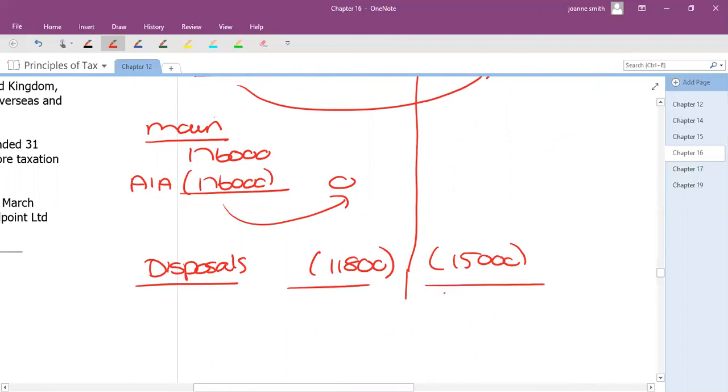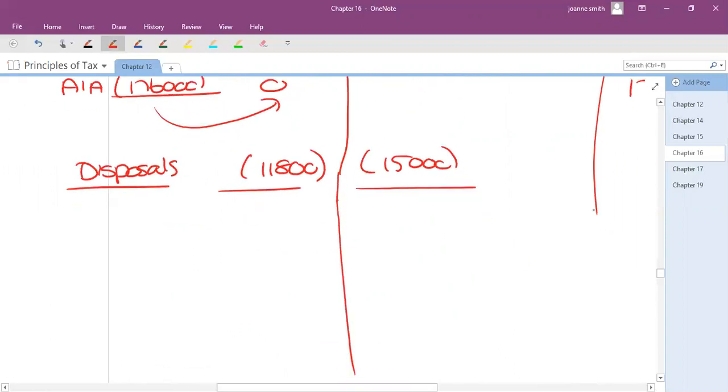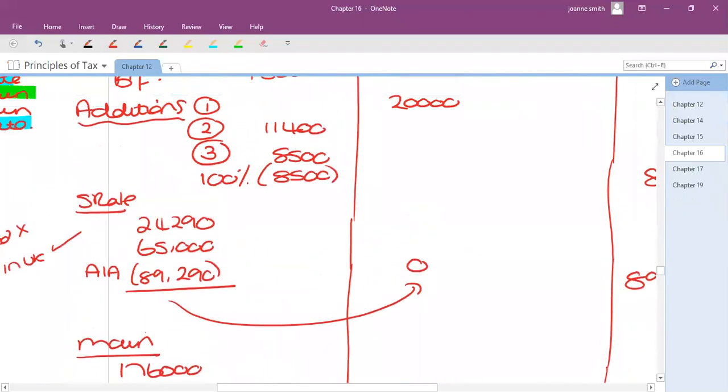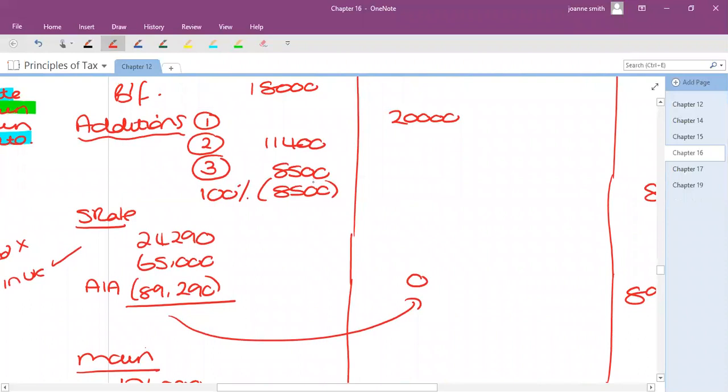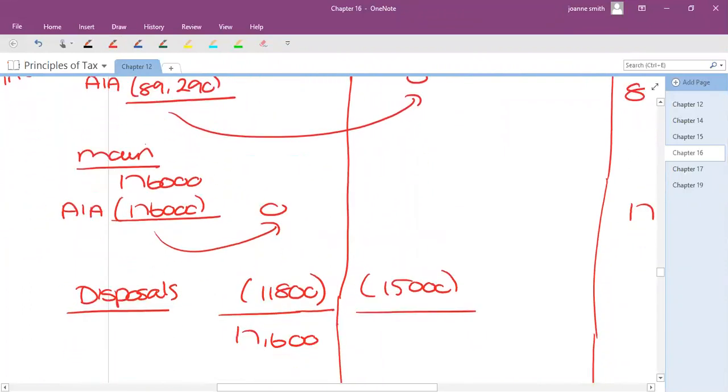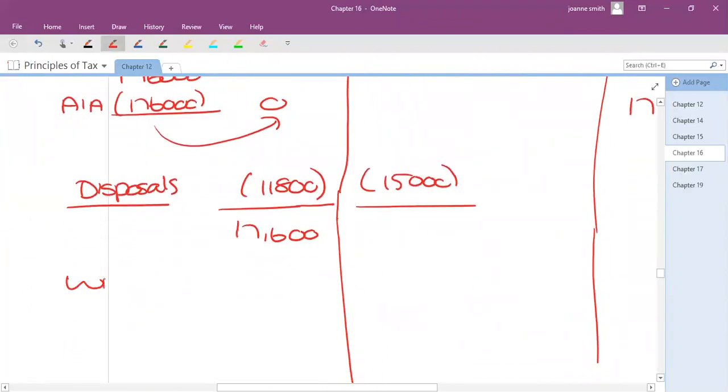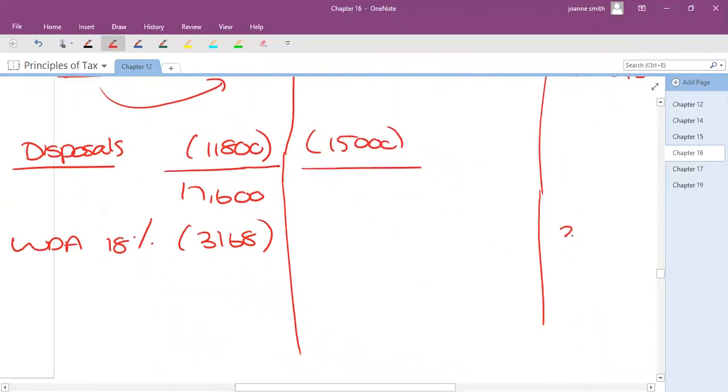So we're going to balance our pools off to see what we've got left. So in the general pool then, we've got 17,600. So it's made up of your brought forward. You've got 2 cars, but then you've got the 1 car being written off and then the disposal. And that will get an allowance of 18%, which gives me 3,168 to claim. And a balance in my pool to carry forward of 14,432.